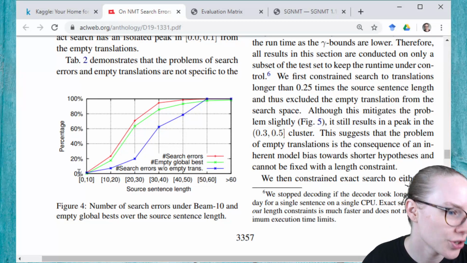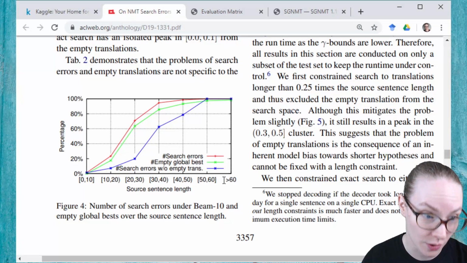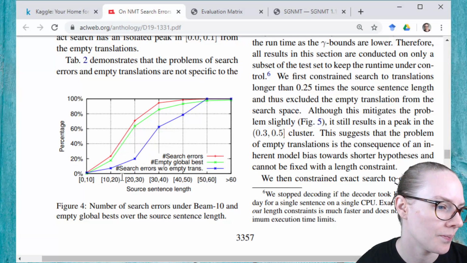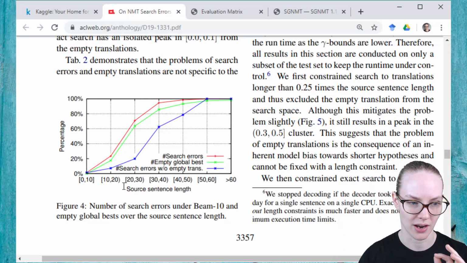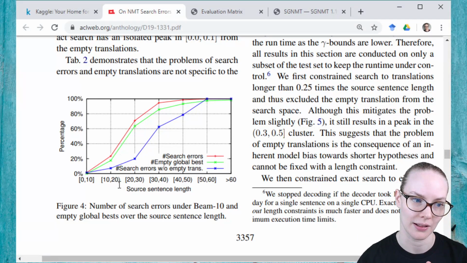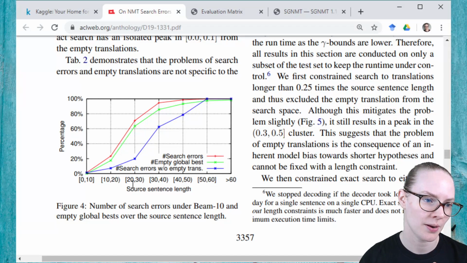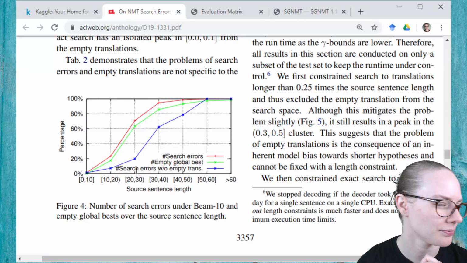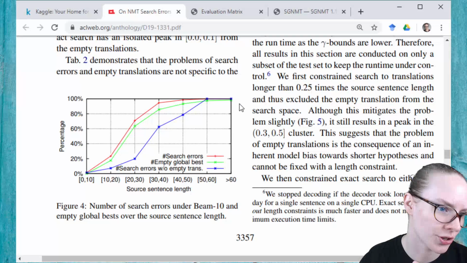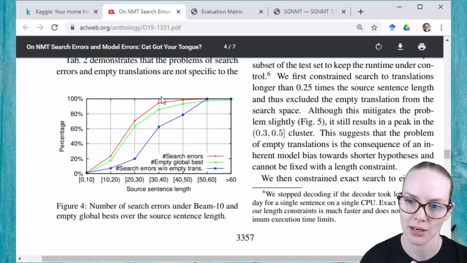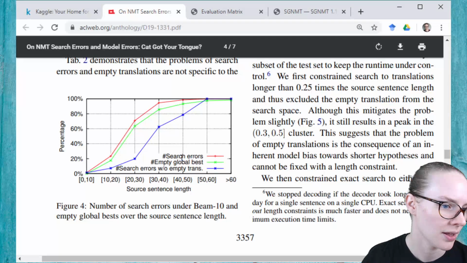Okay, so search errors. So all of these things are going up as the source sentence length increases. And I believe the parenthesis here means non-inclusive, so up to but not including. So 20 is not in this bin, but it is in this bin, I believe. So as your sentence lengths go up, your search errors increase. So these are where the model does not find the global minima.